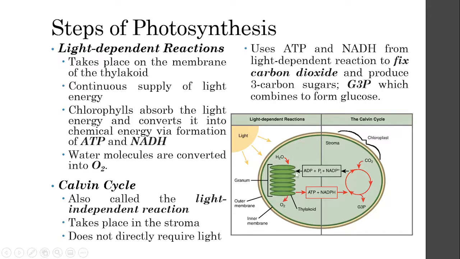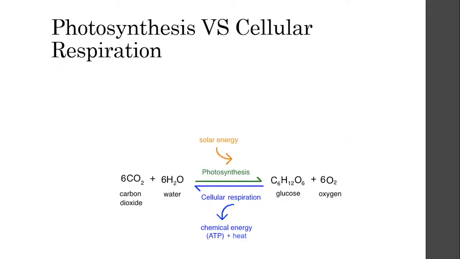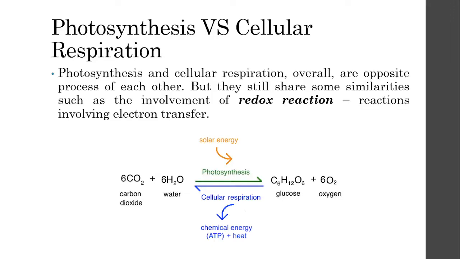In our next part, we are going to talk in depth about these processes, light-dependent reactions and the Calvin cycle, how it happens, the details. Okay, so that is the step of photosynthesis. And lastly, let's talk about photosynthesis and cellular respiration. Photosynthesis and cellular respiration, if you think about it, they're actually very opposite. It's an opposite reaction of what is happening in each other. But even though they're very opposite, there are some similarities between them.